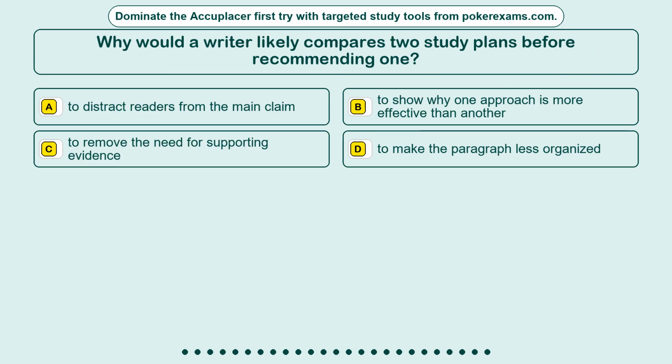Question 16. Why would a writer likely compare 2 study plans before recommending one? Option A. To distract readers from the main claim. Option B. To show why one approach is more effective than another. Option C. To remove the need for supporting evidence. Option D. To make the paragraph less organized.